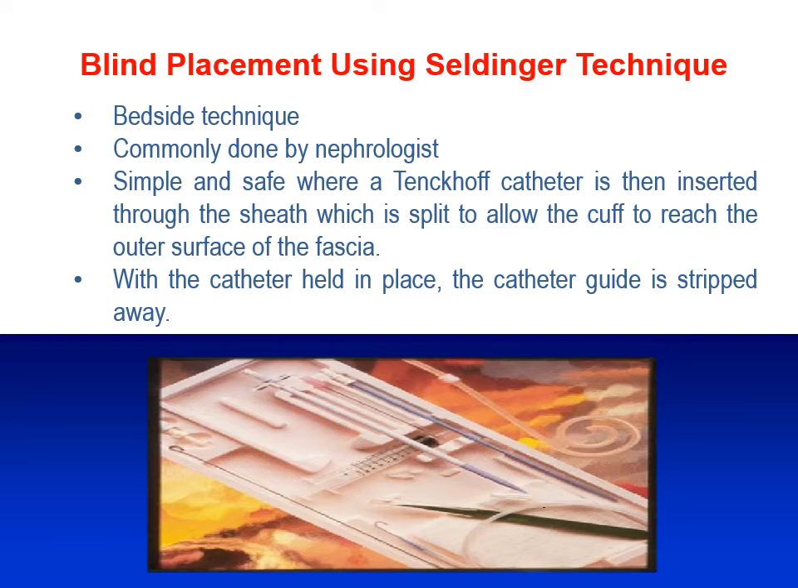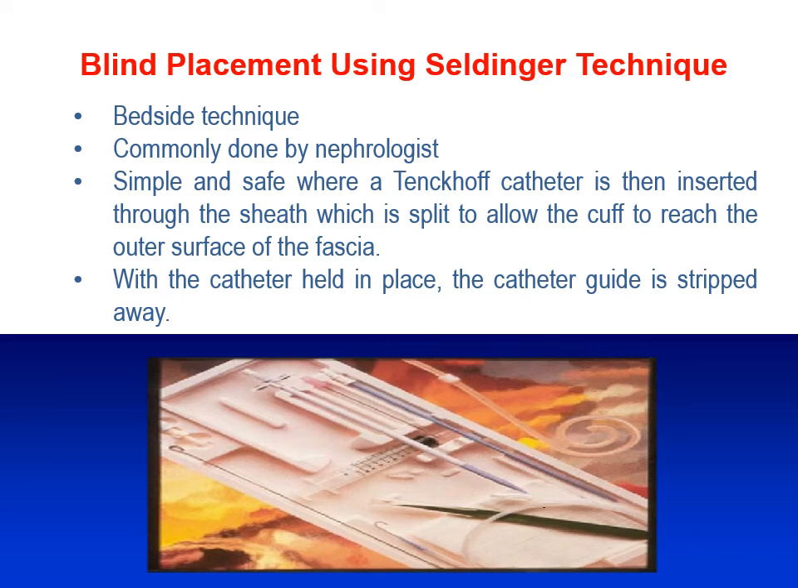Okay, let's go to the third one, which is the blind placement. It's called the Seldinger technique, which maybe the nephrologist should be happy with, because this technique is commonly used by the nephrologist. It comes in a set, as we can see, of trocar, cannula, catheter, guide wire, and scalpel. Everything is ready for the nephrologist to do it as a bedside procedure.